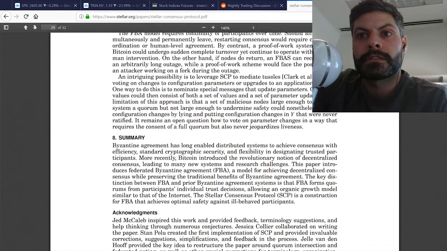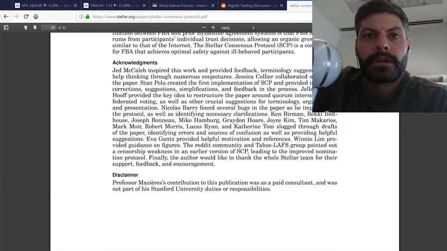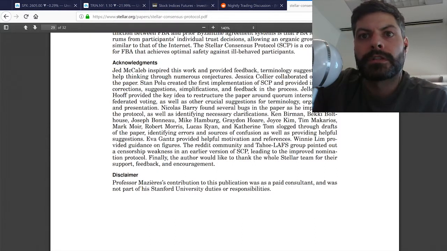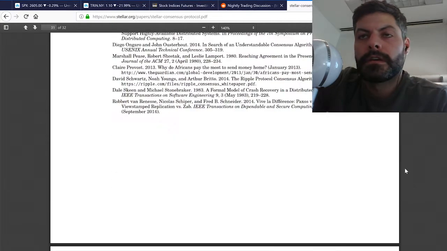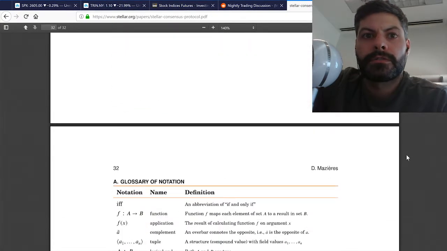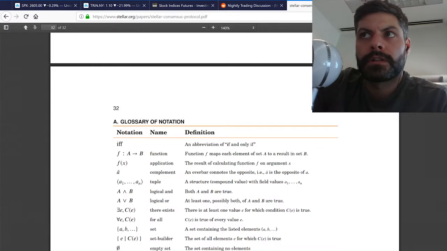The Stellar Consensus Protocol, SCP, is a construction for FBA that achieves optimal safety against ill-behaved participants. Disclaimer. Professor Mazières' contribution to this publication was as a paid consultant and was not part of his Stanford University duties or responsibilities. Pages 30 and 31 show references, and page 32 shows a glossary of notation.